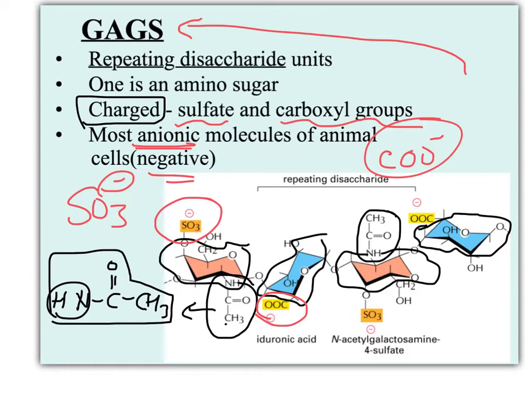Animals have lots of things that are negative. We talked about how DNA is negative because of the phosphodiester linkages between every single nucleotide. These glycosaminoglycans are the most anionic, the most negative molecules in animal cells. They're these repeating structures of sugars that have negatively charged groups on them, sulfates and carboxyl groups. Why do we care? Why does anybody care? Well, it turns out you really do care.